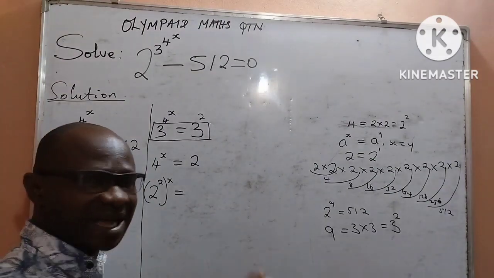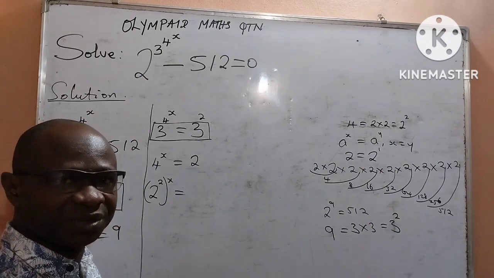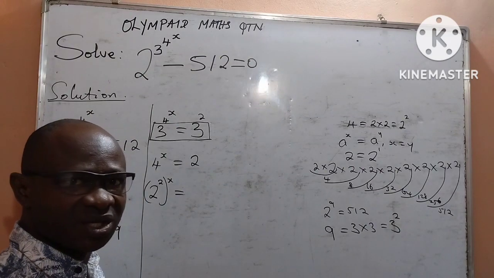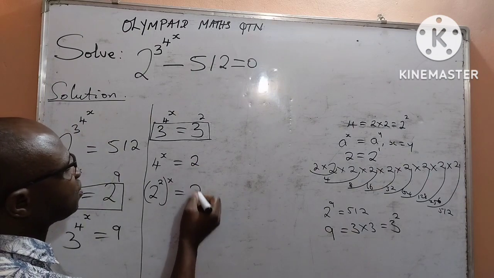Anything raised to power 1 is that thing itself. A raised to power 1 is A. P raised to power 1 is P. X raised to power 1 is X. 10 raised to power 1 is 10. Therefore, 2 is the same thing as 2 raised to power 1.